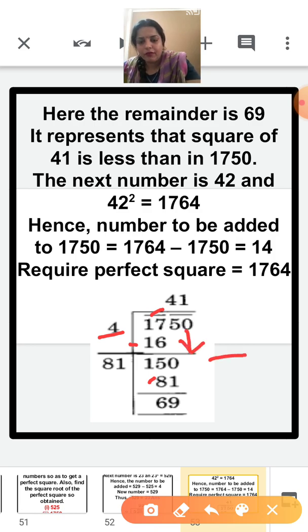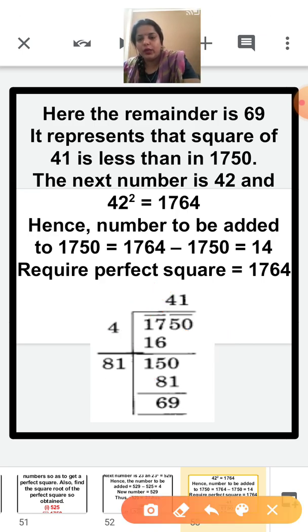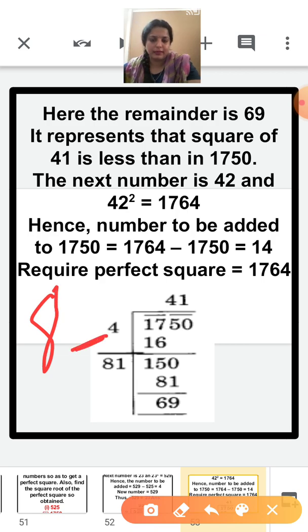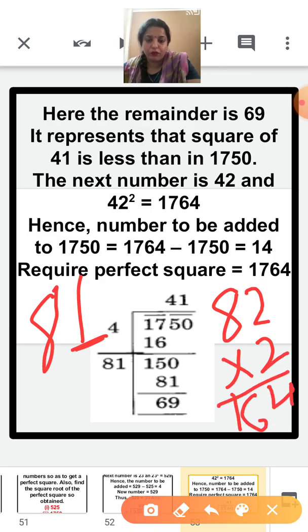So the new number becomes 150 here. Now this 4 and this 4 added together give 8. With 8 you need to fill this place. If you put 0, you get 80. If you put 1, you get 81. And if you put 2 here, 2 into 2 is 4 and 8 into 2 is 16, so 164. That is a greater number, we can't take this. So we have to take 1 here. 1 into 81 is 81. Now 150 minus 81 gives you 69 as a remainder.